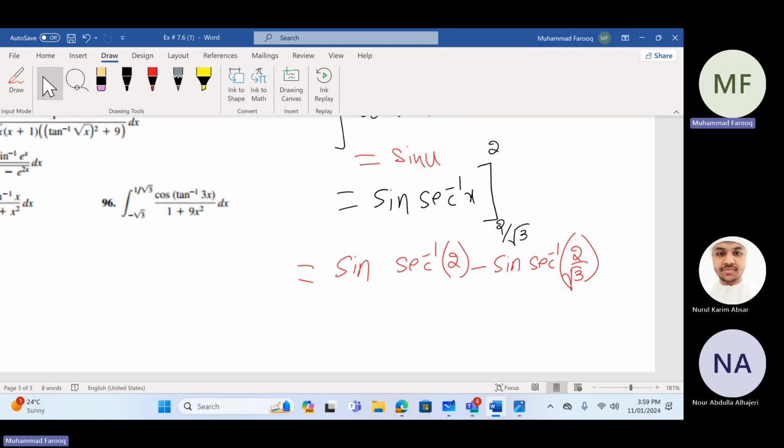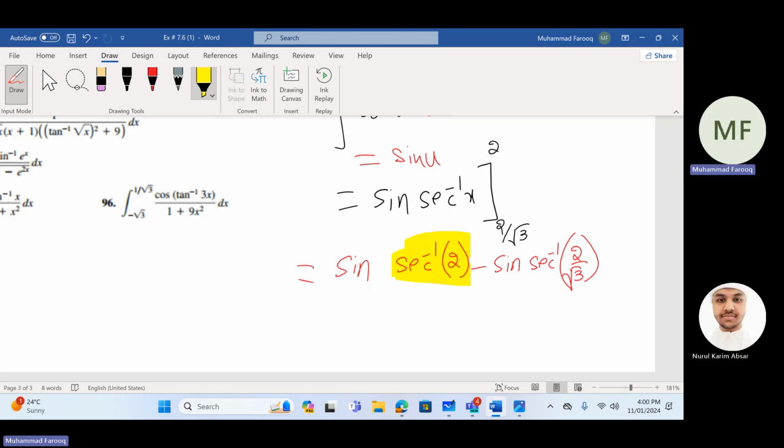Okay, do you know how to evaluate this part? How to evaluate? I think if you're writing 1 over cosine inverse, you are getting error. Am I right? Yes. So what is the solution for this problem? We write the formula.